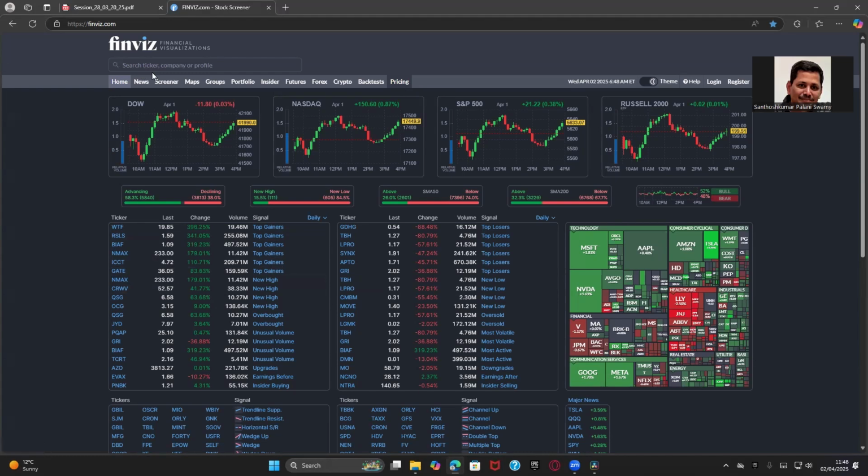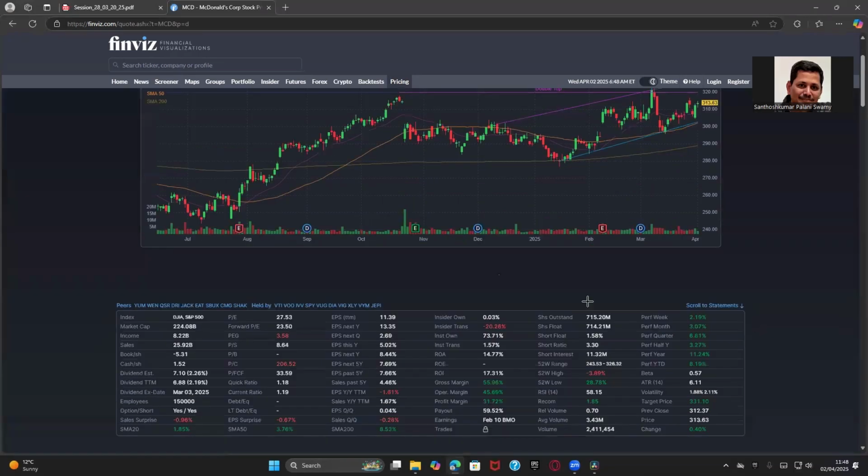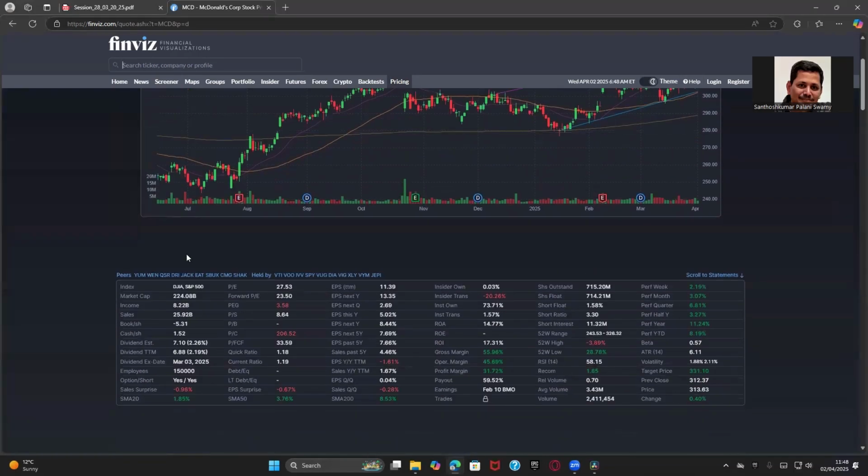Go to the site and type MCD, enter. There you can see the daily chart of MCD. If you come down, there is multiple information shared here about that particular company's fundamental values. In this, you can see shares outstanding is 750.20 million. And then the float available for traders and investors is 714.21 million.